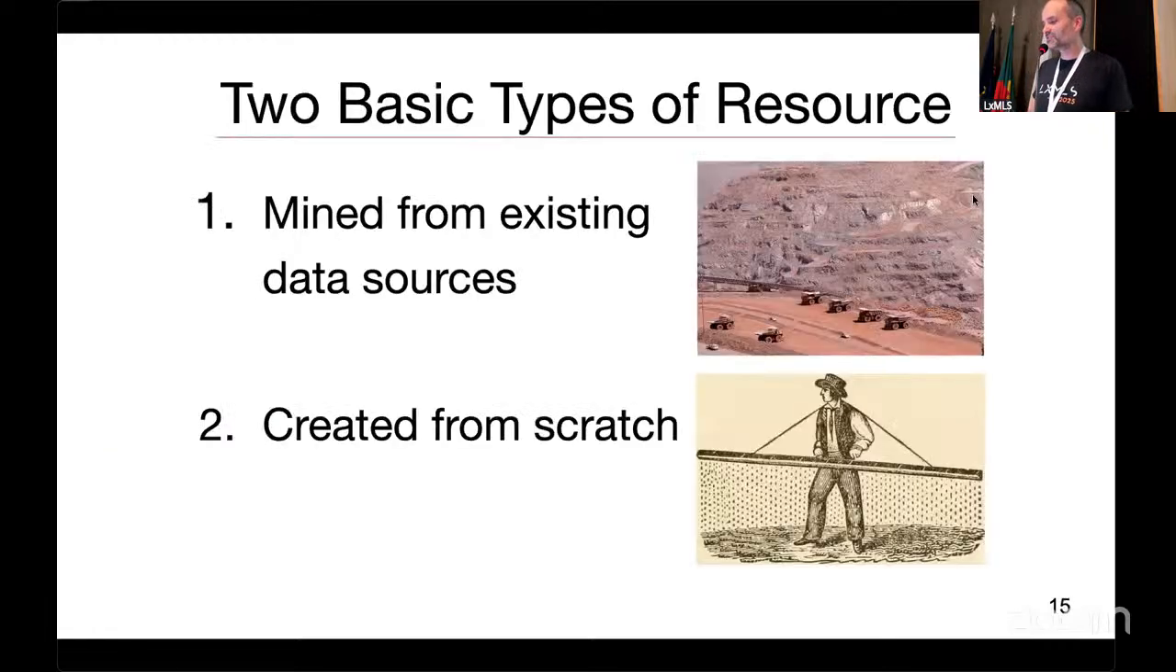I believe there are two basic types of resource. There are those that are mined from existing data sources, like these massive trucks in the countryside. I don't know where this is, perhaps Australia. Or there are data sets and resources that we create from scratch, carefully planting the seeds and harvesting what we reap. And I'm going to work with this analogy throughout the first part of this lecture.